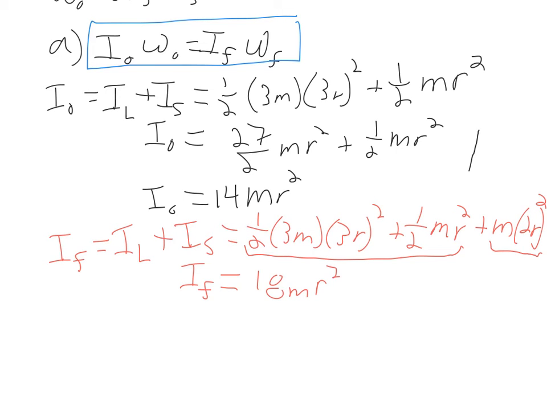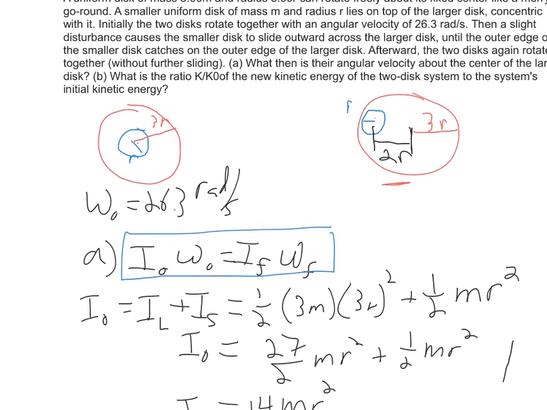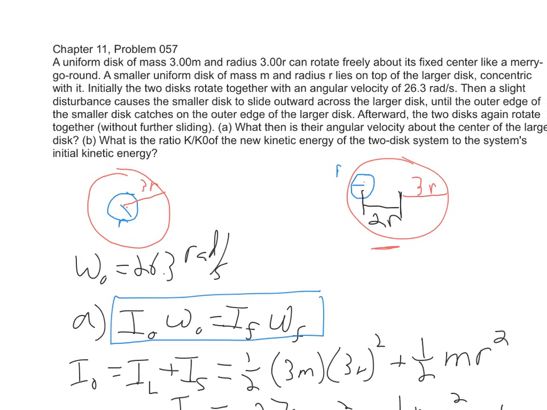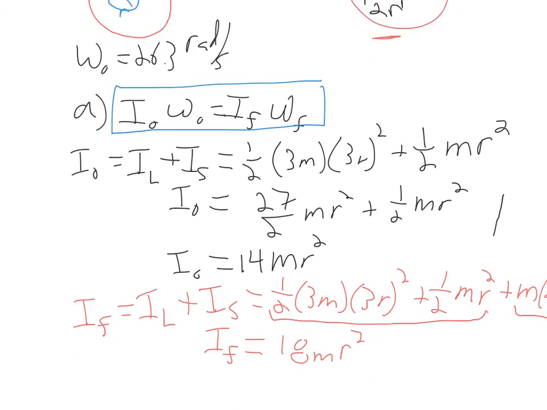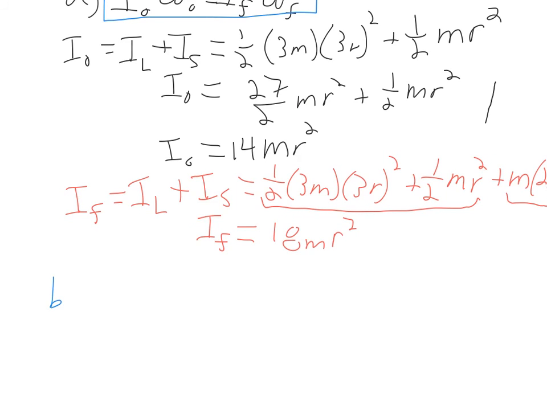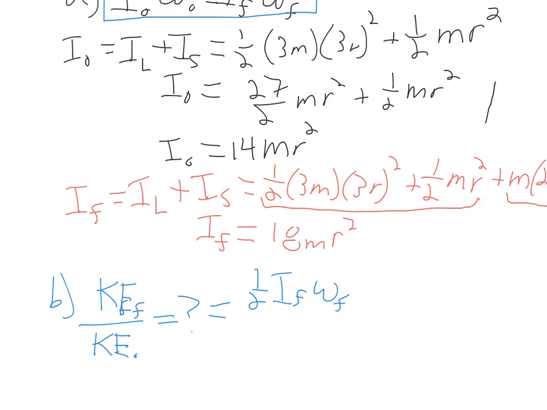Now let's revisit what part B is asking us for. Part B just says, what is the ratio of the kinetic energies in the two systems? Well, that's easy enough, right? All we're really being asked to determine is KE final over KE initial. Well, what is KE equal to? We know that kinetic energy is 1/2 I final times omega final squared over 1/2 I initial times omega initial squared.